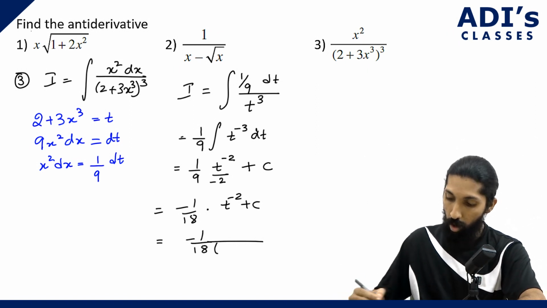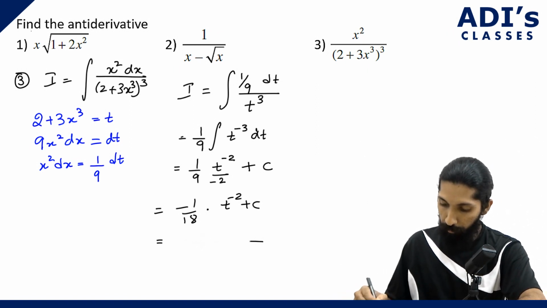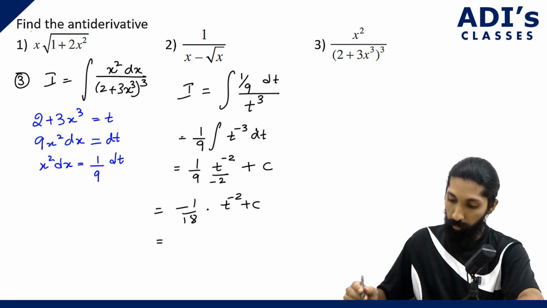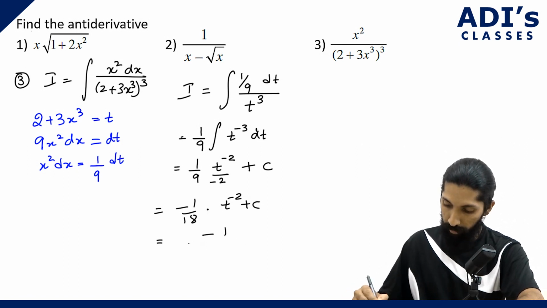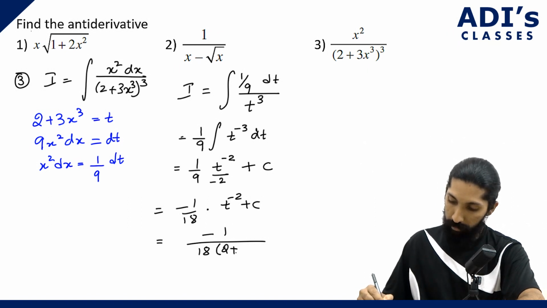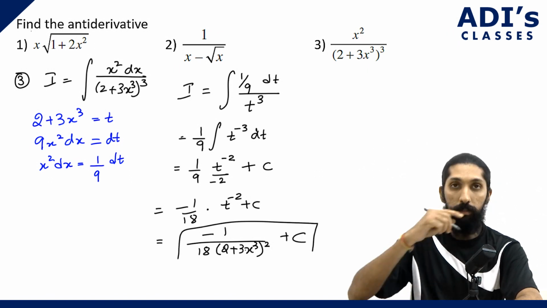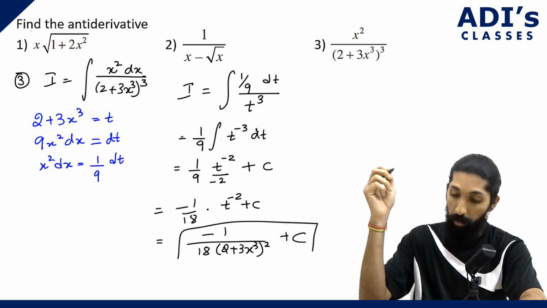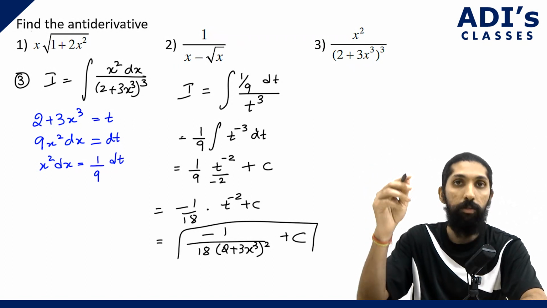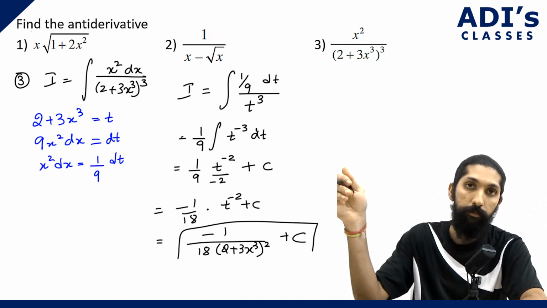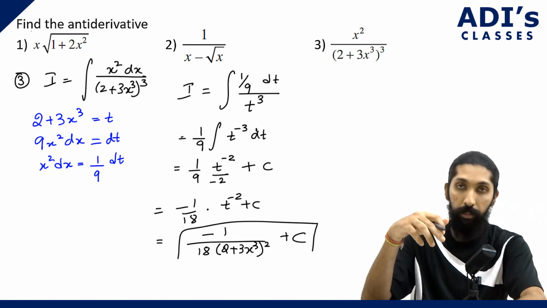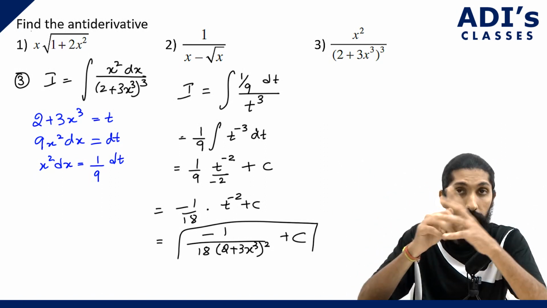We can do it that way or we can write it in a proper way. So proper way meaning what? Minus 1 by 18 into 2 plus 3x cube whole square plus c. This is going to be the final answer because there's a power minus 2, right? So it's going to be 1 by t square. So this will be the final answer for the third one.